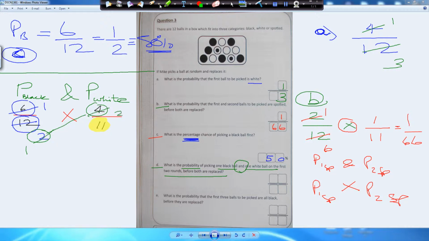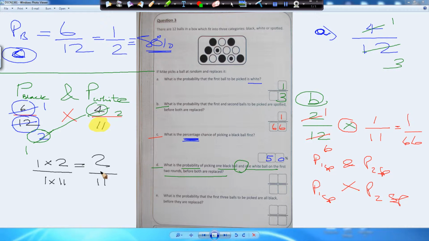Let's multiply the top numbers. So you have 1 times 2, which is 2, over 1 times 11, which is equal to 2 over 11. So 2 divided by 11, that should be the answer to question 3, part D. And there's a mistake in this somewhere.